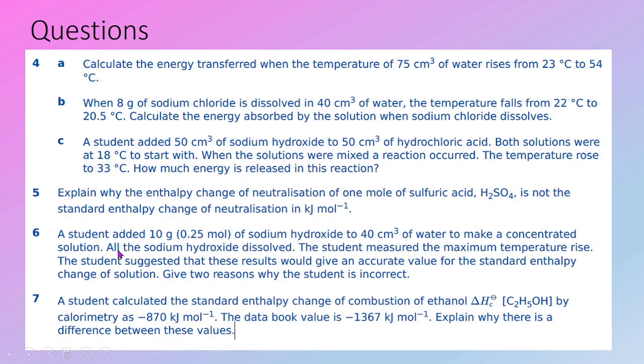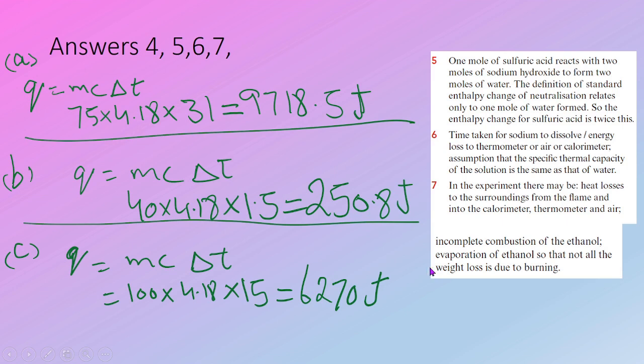Then question number 6: a student added 10 grams of sodium hydroxide to 40 cubic centimeters of water to make a concentrated solution. All the sodium hydroxide dissolved. The student measured the maximum temperature rise. The student suggested that these results would give an accurate value for the standard enthalpy change of solution. Give two reasons why the student is not correct. So, time taken for the sodium hydroxide to dissolve, loss of heat to the thermometer and air of the calorimeter, and the assumption that the specific heat capacity of the solution is the same as that of water.